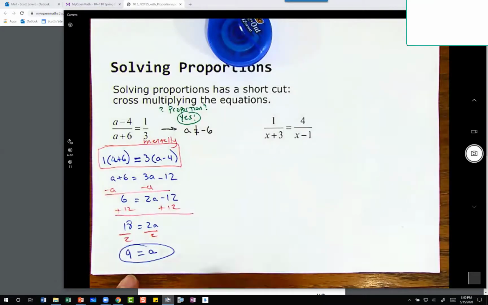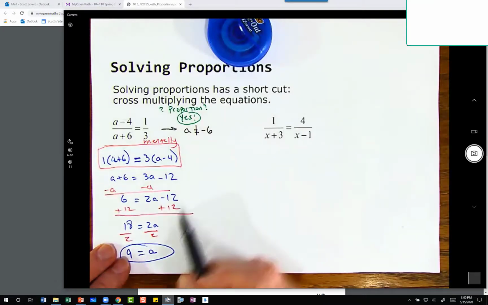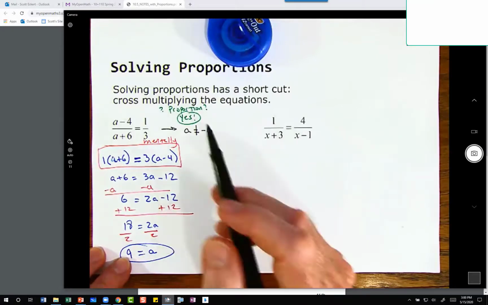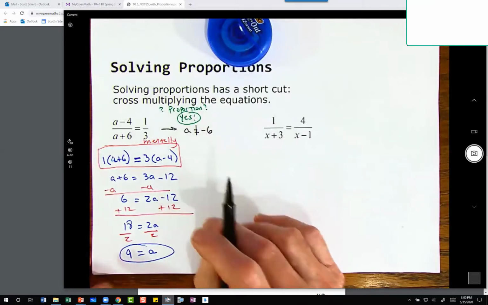But 9 is not a restricted a number. 9 is a good answer. That checks. We're all good. We can just move on.